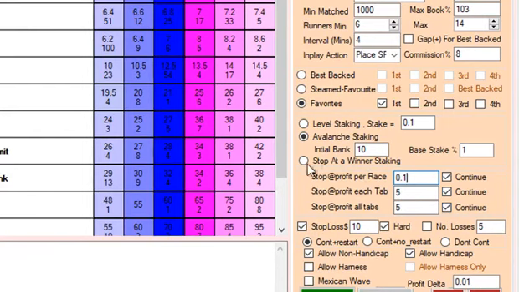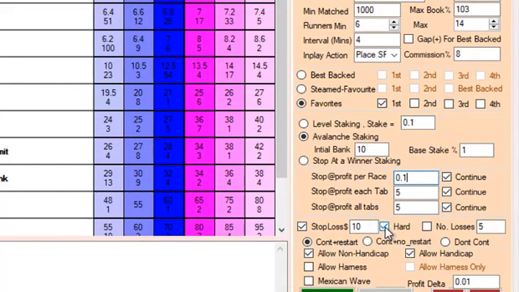Stop loss relates to the stop at a winner. Basically, if you have stop loss ticked and 10 in there and hard ticked, it means the series will not go over 10 before the stop loss cuts in, and then you restart again. Okay, and that is for the stop at a winner staking.